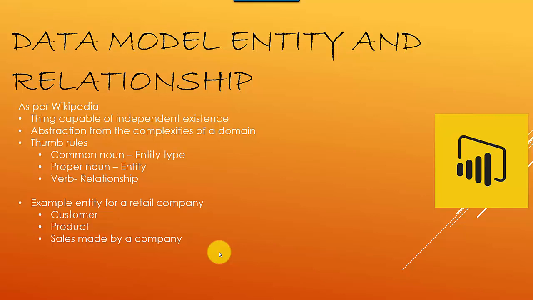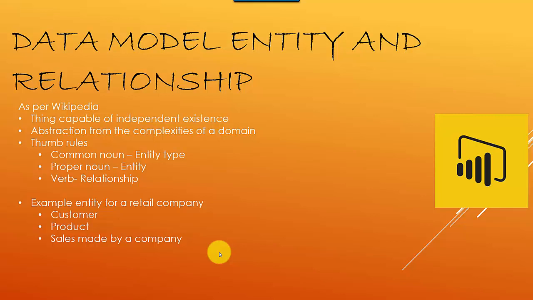Now, a relationship is how you define how a common noun is related to another common noun. So for example, a customer buys products, or the sales of a product are made to a customer. So now you start looking at it, you can start identifying the entities that you could have, and what are the relationships that exist.